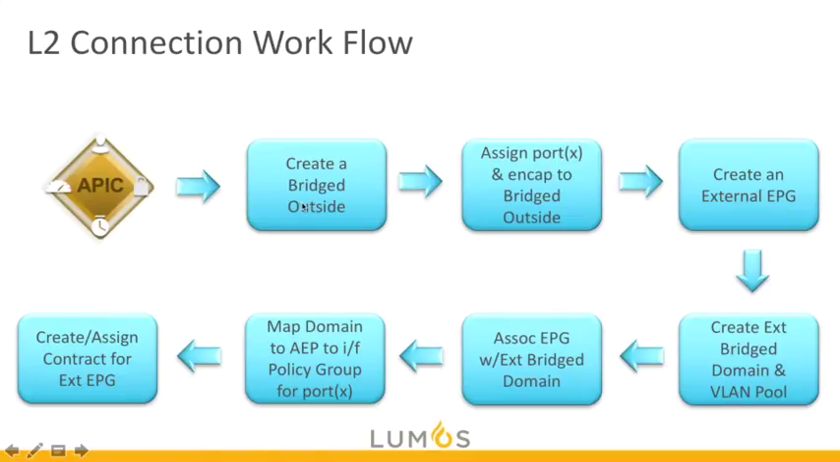So the workflow is we create a bridged outside network. We assign ports and encap to that bridged outside network. We create an external EPG. We create an external bridge domain and a VLAN pool. Again, it'll typically be static VLAN assignments. Since we're not using an orchestrator, we're going to assign the EPG to the extended bridge domain. We're going to map that domain to an AEP and to an interface policy group for port IDs, and then we're going to create and assign the contract for that external EPG. This external EPG, just like an internal EPG, can both provide and consume contracts.